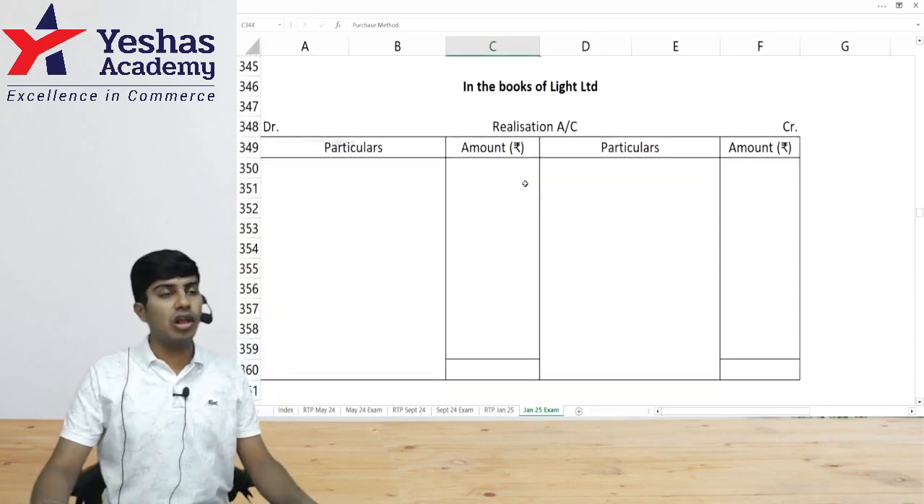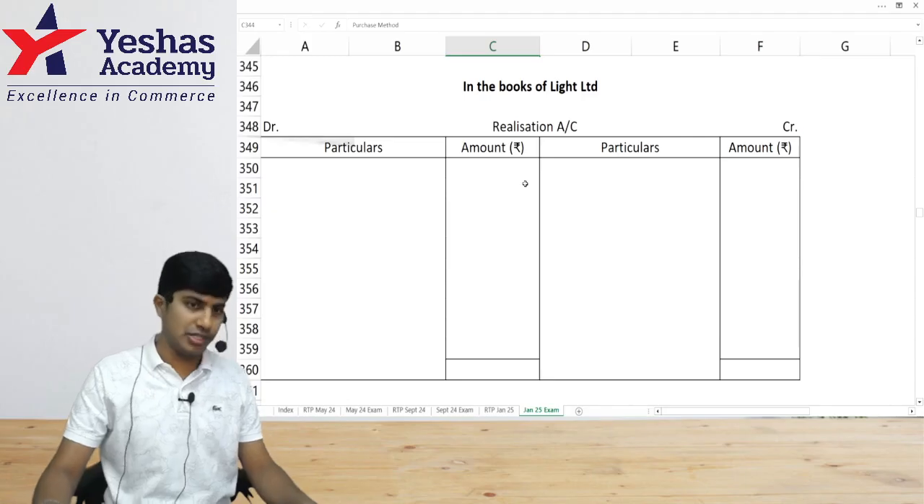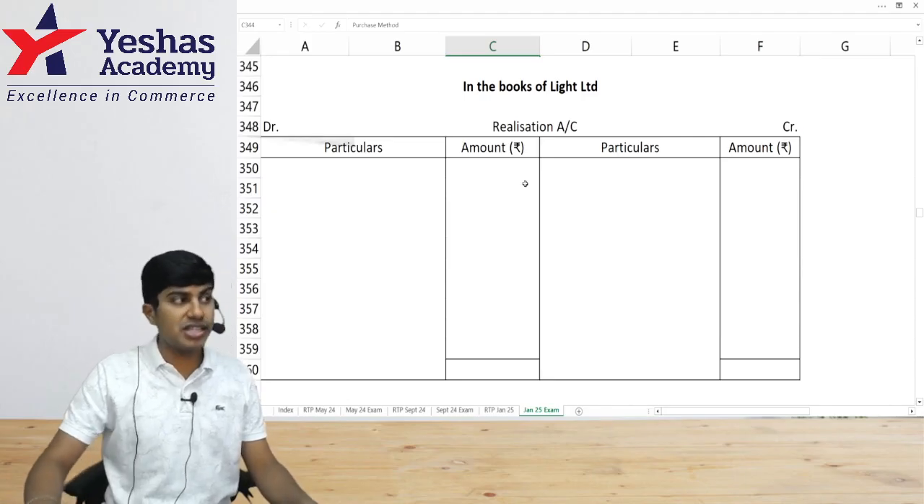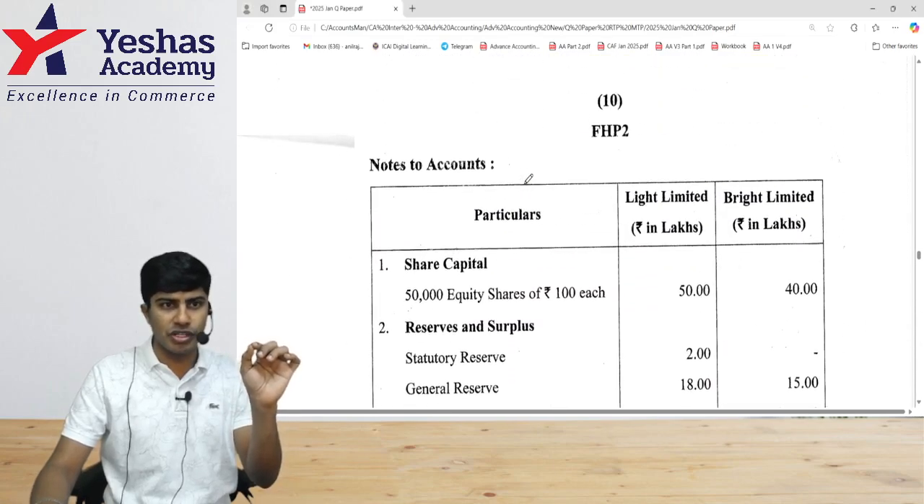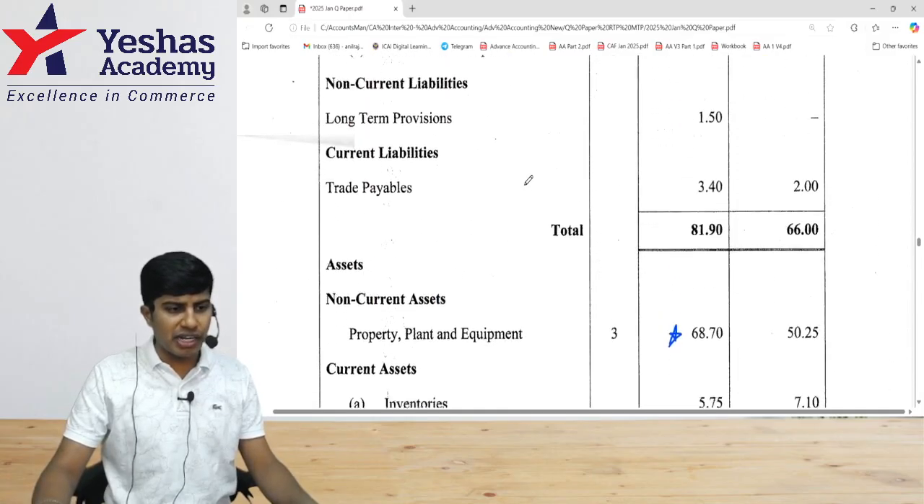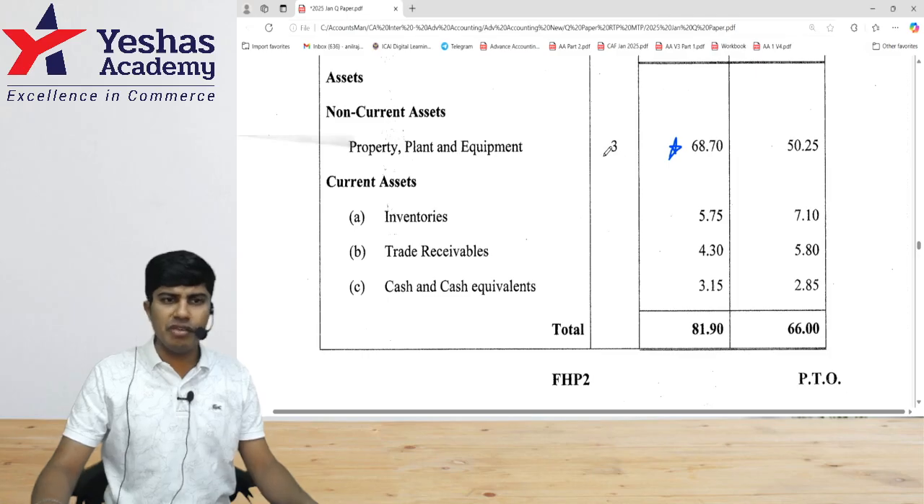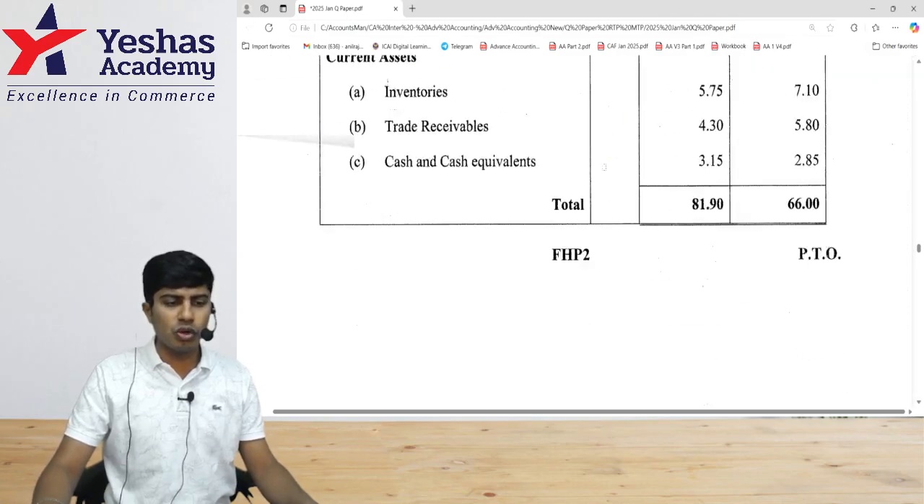Remember to transfer all the assets and liabilities, whether taken over or not, at book value to realization account. That is the same language that we used in the revision video, if you listen also. So you will get that right. Let's start with assets. Property, plant and equipment will go to note number 3. Come to note number 3.